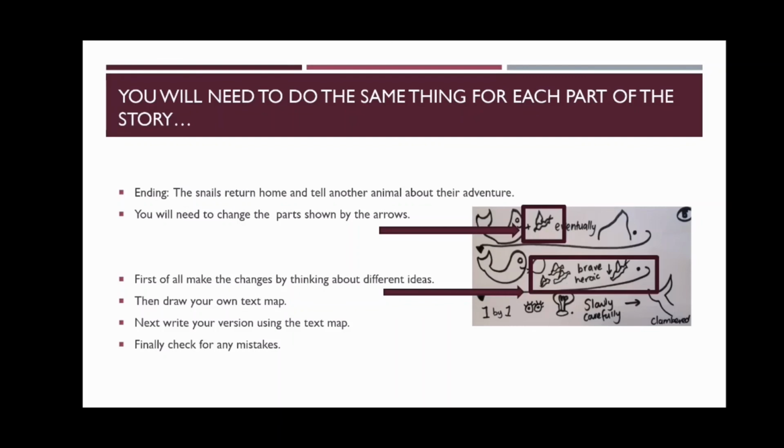Again, you're going to follow the same sequence. You're going to think about the changes that you want to make. Then you're going to draw your own text map. Finally, you're going to write your own version using the text map and then check for any mistakes.